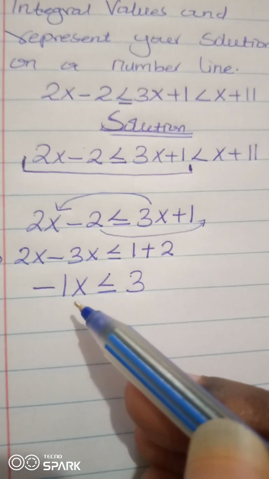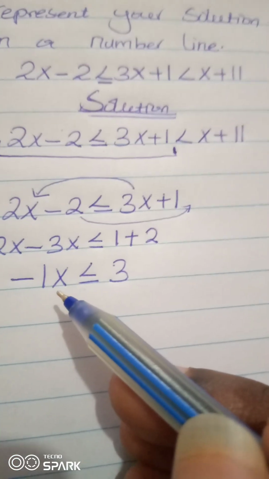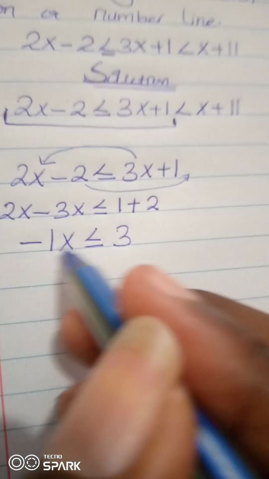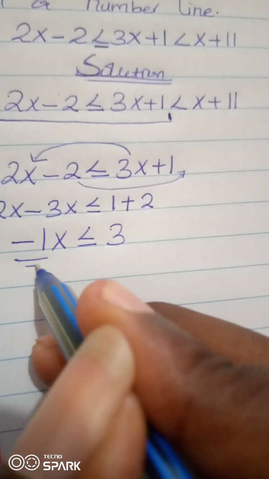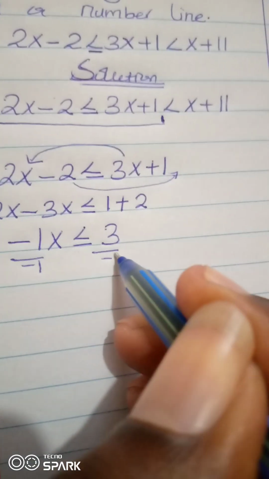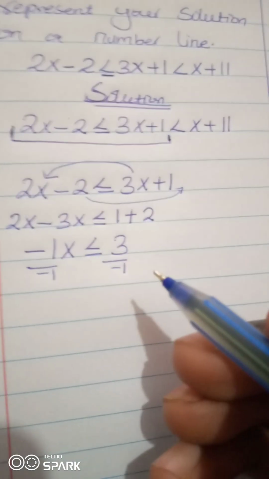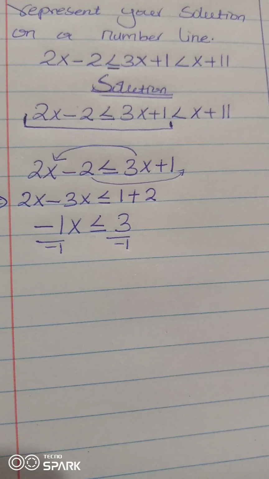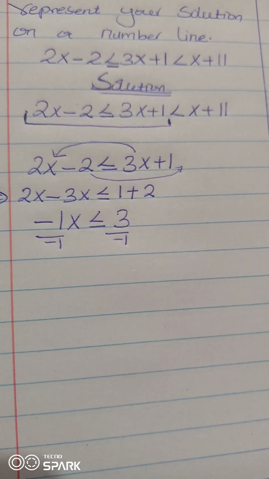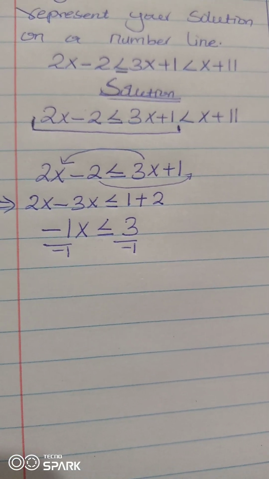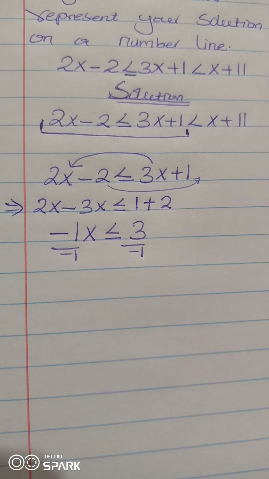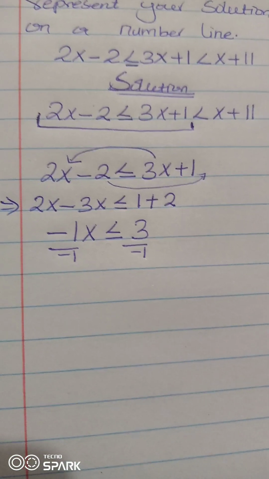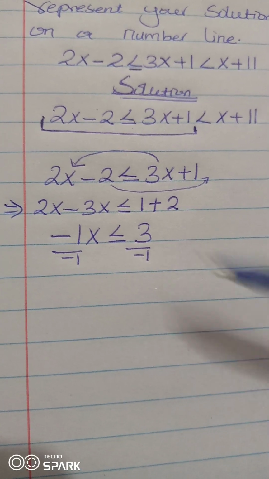We need x, and therefore, my dear student, you'll divide both sides by negative 1. There is a rule of inequalities that says if you divide both sides by a negative number or multiply both sides by a negative number, the inequality sign changes.